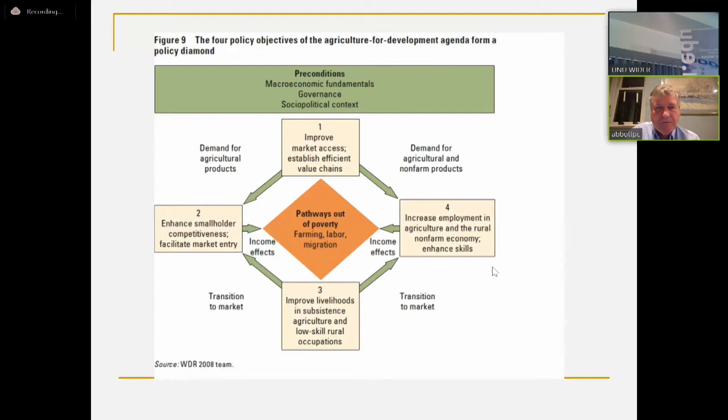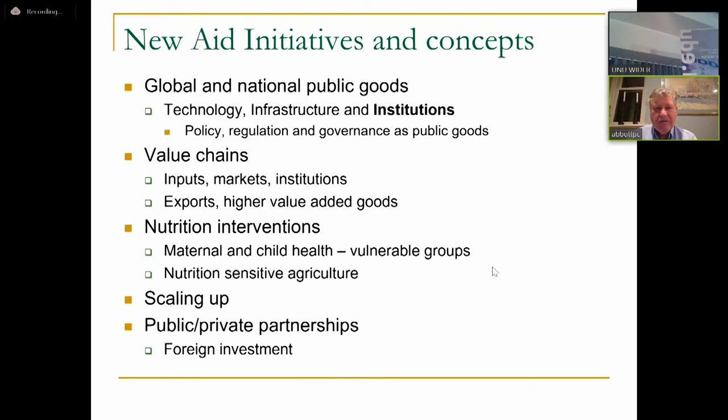This is a diagram taken from that report showing the various ways in which they thought that agriculture could matter. Okay, there are a number of new, not entirely new, but more heavily emphasized initiatives and concepts that I wanted to point out. As always, when you look at foreign assistance and you look at government intervention, emphasis is placed on public goods and the case, since it's both global and national public goods, and this is not just technology and infrastructure, but I think the emphasis on institutions as a public good is one of the important features of foreign assistance initiatives afterwards. Policy, regulation, and governance are all seen as public goods.